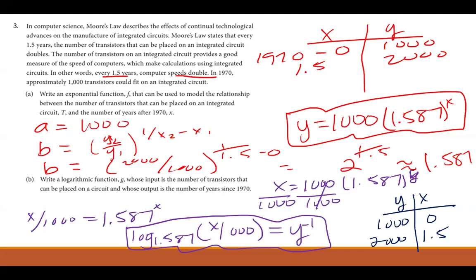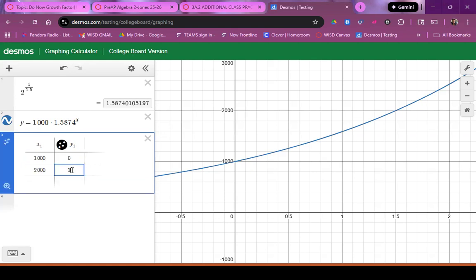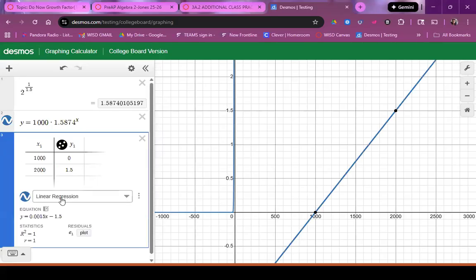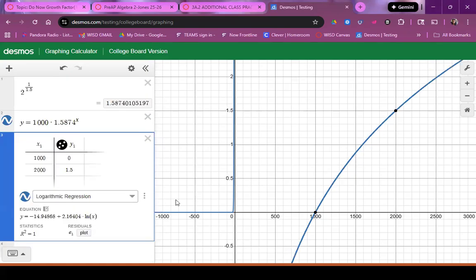So we're going to go to our table here. I'm going to add the table. And this time I'm putting in 1,000 is at 0. 2,000 is at 1.5. Going to adjust the window. And I'm going to run a regression model. What kind of regression model do you realize that it gives me? It gave me a natural log.